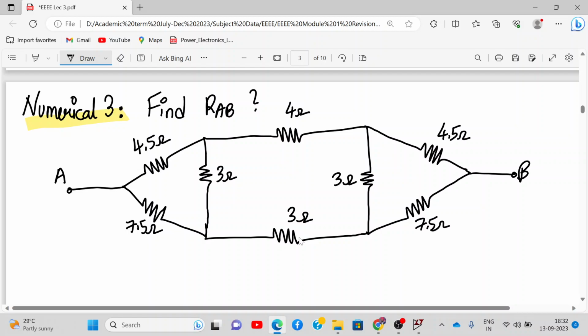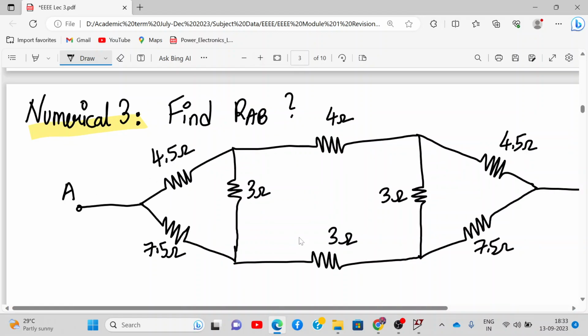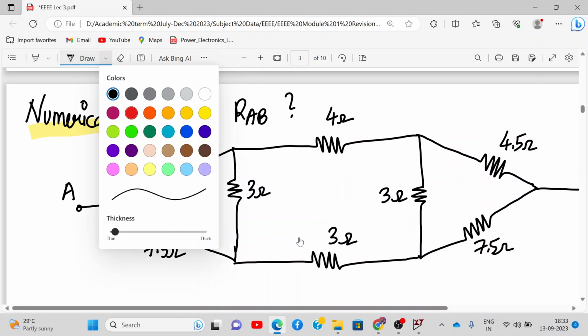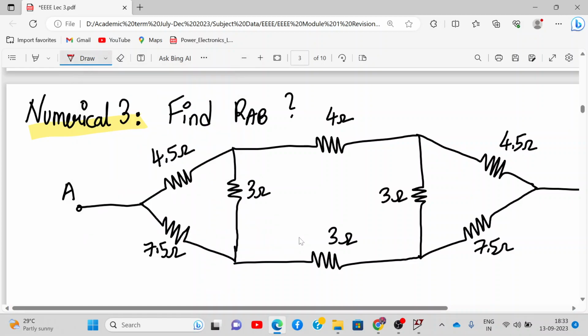If you notice carefully, this section over here and this section over here are exactly symmetric. So what will you convert, delta to star or star to delta? Here if you see carefully, this connection 4.5, 3 ohm and 7.5 makes a delta connection. So I'll convert this into star. Let me maximize this a little further and draw this as a star network. So this is my star network.